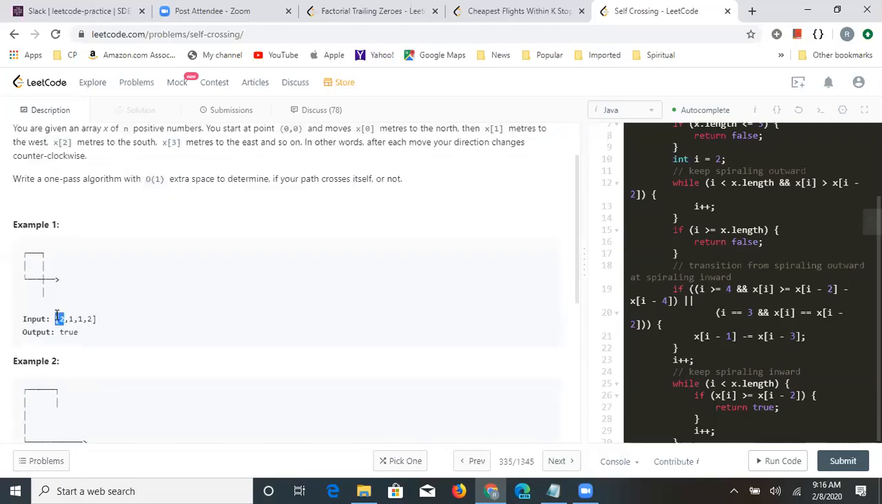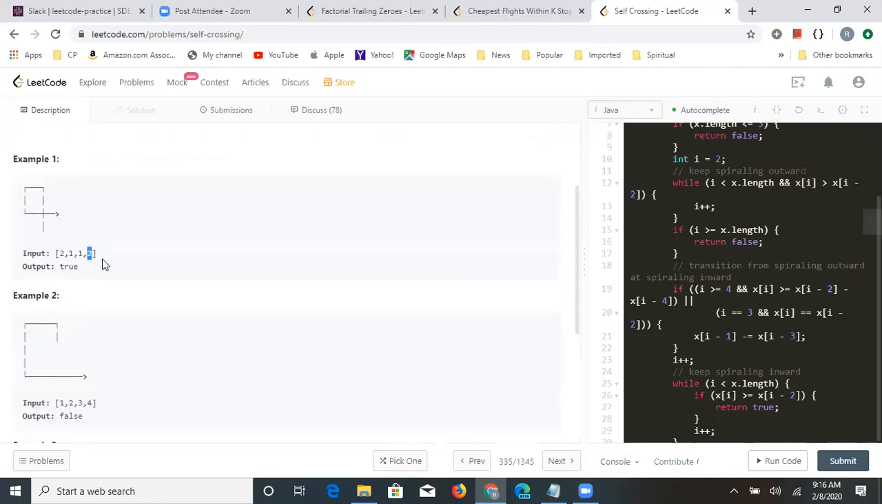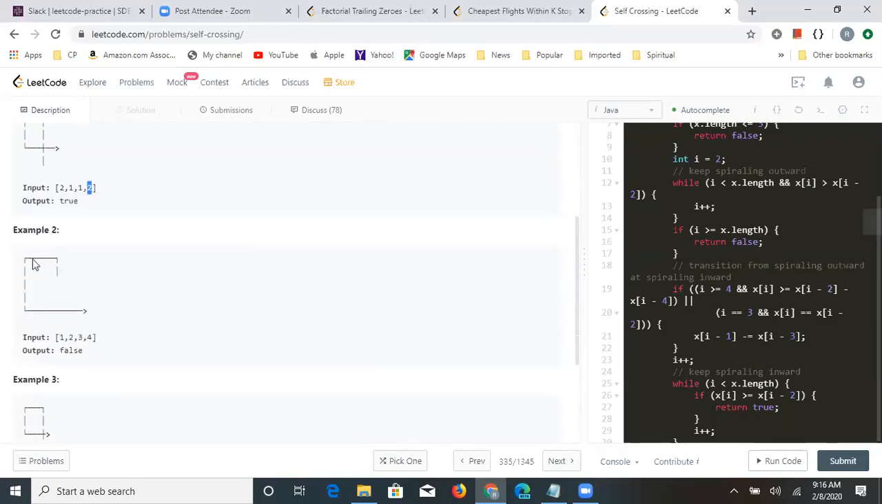So this two means you are going 2 units towards north, then one means 1 unit to its left, then one means 1 unit to its left, which means going down basically, and then two means again going 2 units to your right, which means the east direction, let's say. So in this particular case, we are actually crossing ourselves. In another example, if we go like this, we are not crossing it.